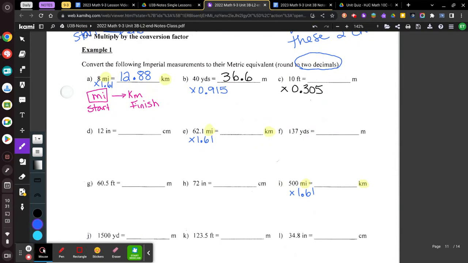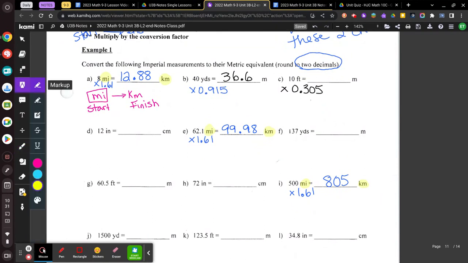Okay, so I'm doing the multiplying for all my miles to kilometers. So letter E, when I multiply that, is going to give me 99.98. So almost 100 kilometers. The next one going to kilometers is letter I. So letter I is going to give me exactly 805. There's no decimals on that one. So I did all the miles to kilometers.